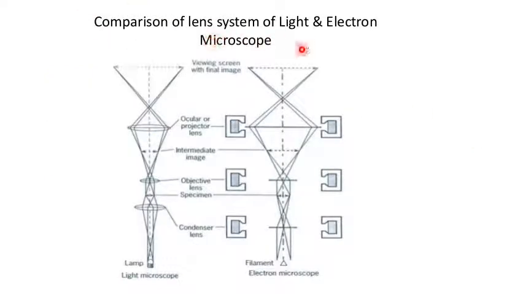Comparison of the lens system of the light and electron microscope. This is the light microscope lens system, and this is the electron microscope lens system. Here is the condenser lens of both, the object lens of both, the intermediate image, and the ocular or projector lens. Viewer screen with final image. So the lens position is almost the same, but the lens nature is different.